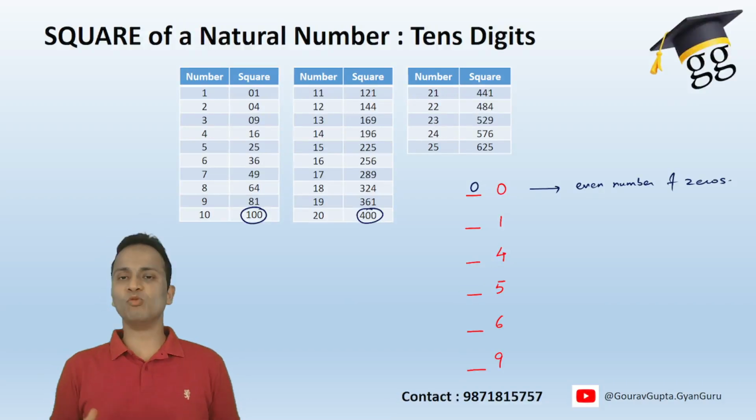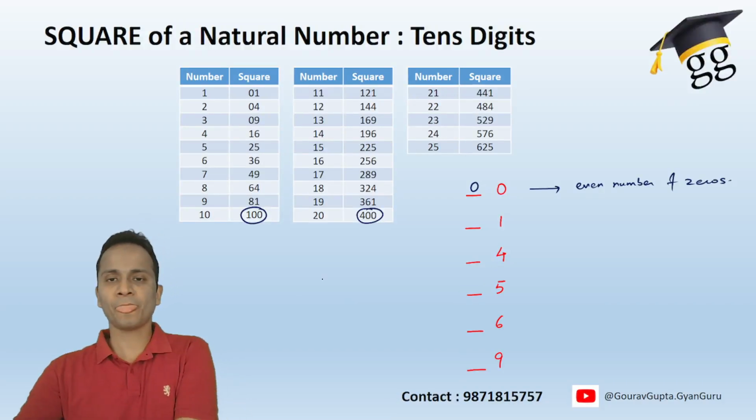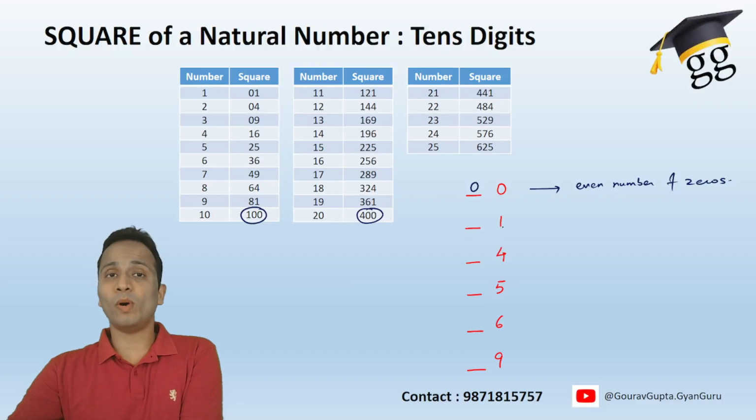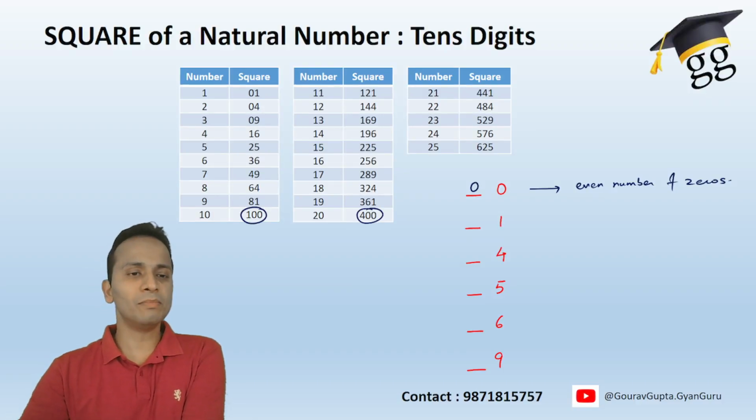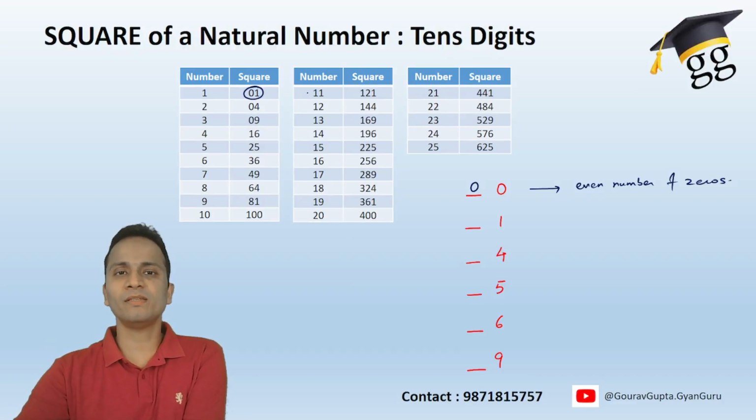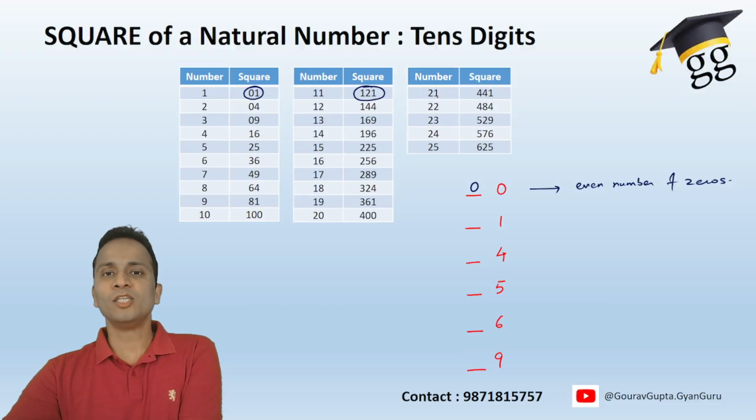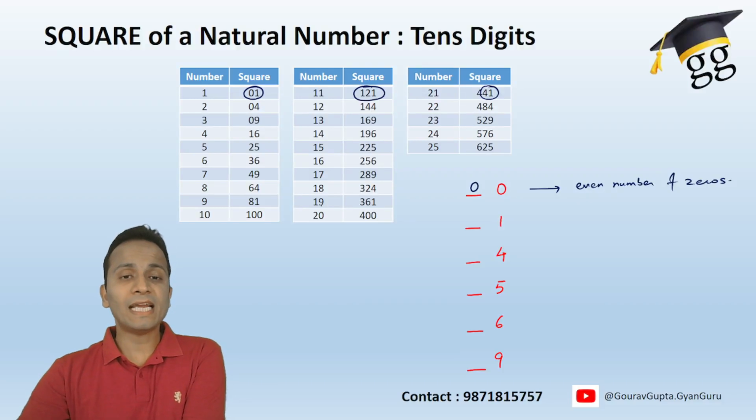Right. Now let's move on and look at the second part. Now when the unit digit is 1. So now look at the numbers whose square is ending with 1. So we have this one. 1 square, the last two digits are 0, 1. 11 square, the last two digits are 2, 1. 21 square, the last two digits are 4, 1. Then 19 square, the last two digits are 6, 1. And then 9 square, the last two digits are 8, 1.